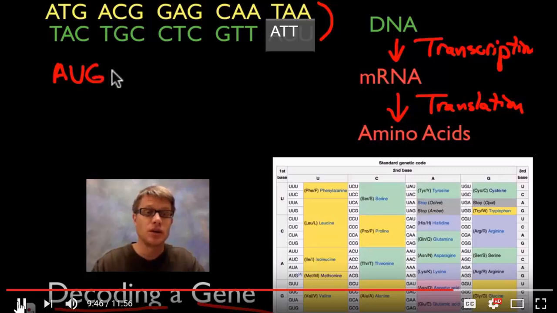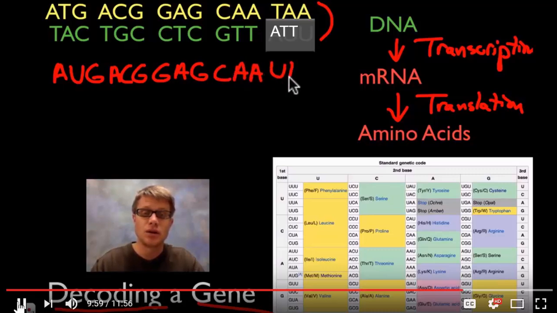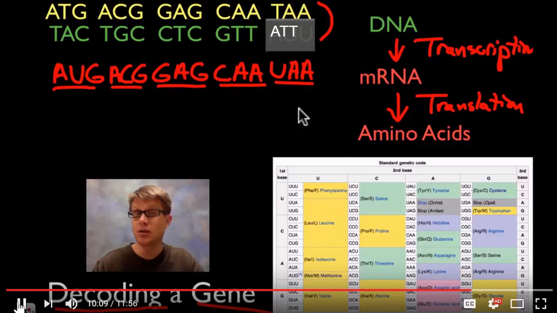And so if I just keep going, this right here would be an A and a C and a G, and this is going to be a G and an A and a G, and this is going to be a C and an A and an A, and then this is going to be a U and an A and an A. And so every 3 letters in this messenger RNA is going to be what we call a codon, because it codes for a specific amino acid.